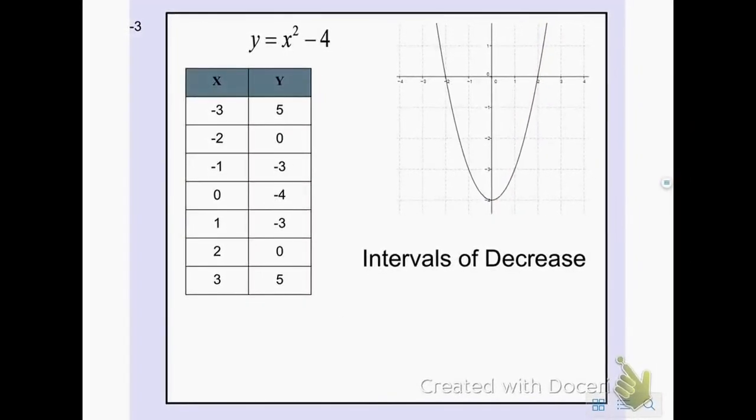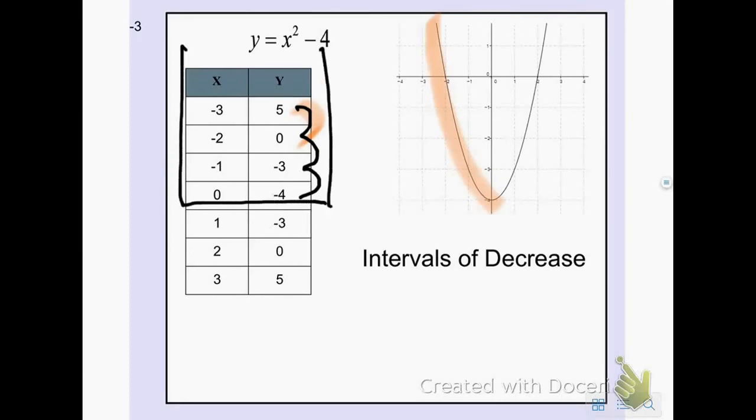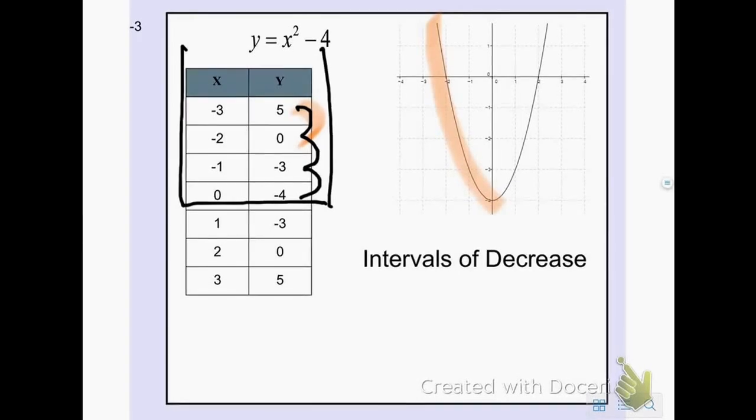The same way for your intervals of decrease. Again, as you trace the graph, I notice that it's going down, down, down until your lowest point, which is called your vertex, and then it begins to go up. So that right there is a pictorial view of your intervals of increase or decrease. Again, as you look at your function values, I go from 5 to 0, which is a decrease. I go from 0 to -3, which is a decrease. From -3 to -4, which is a decrease, and then it begins to increase. So my interval of decrease, in this case, would be from the smallest negative number you can get all the way to 0, because once it's 0, it stops decreasing.